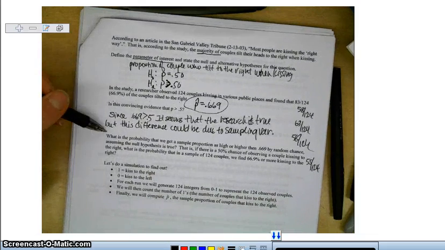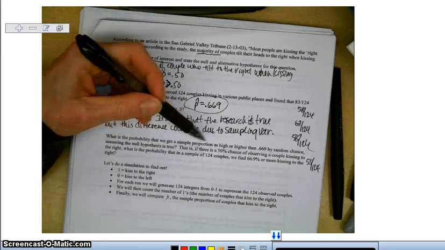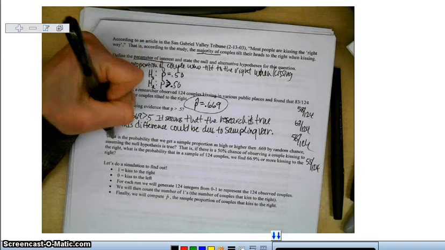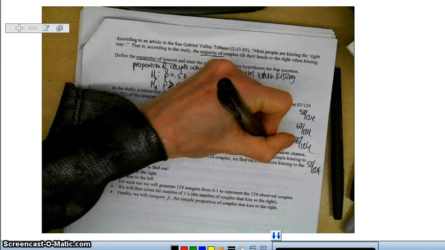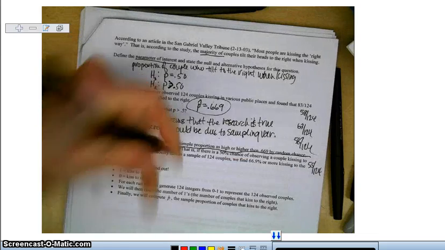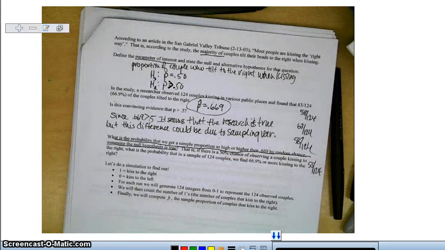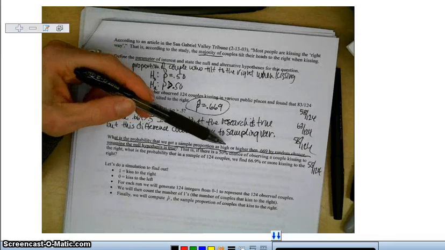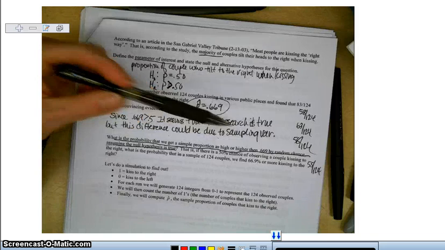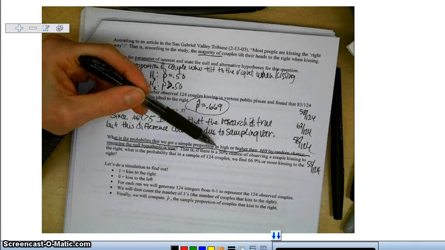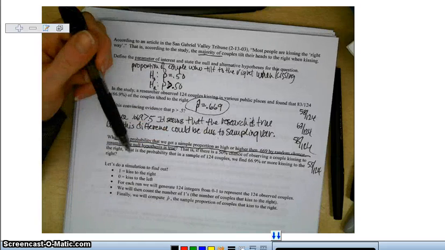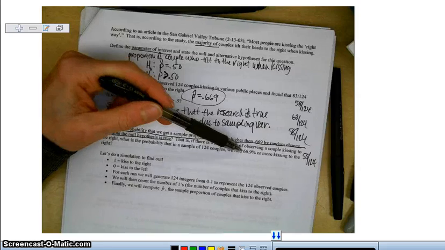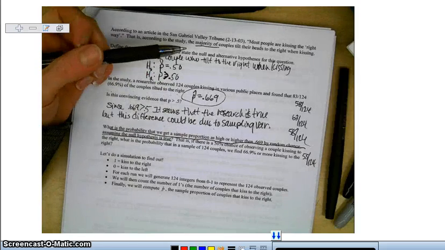So what is the probability that we get a sample proportion as high or higher than 0.669 by random chance? This is what we're thinking every time we do a hypothesis test. We assume the null is true, and then we ask, what's the probability we get a sample proportion as high or higher than 0.669 by random chance? That is, if there truly is a 50% chance of observing a couple kissing to the right, what is the probability that in a sample of 124 couples we find 66.9% or more kissing to the right? So let's do a simulation.